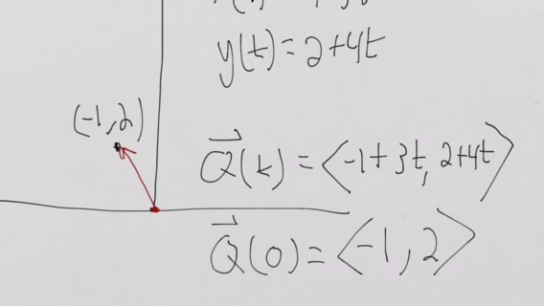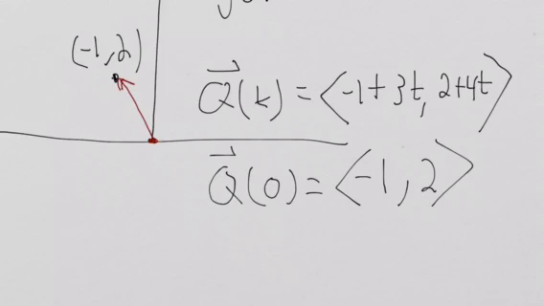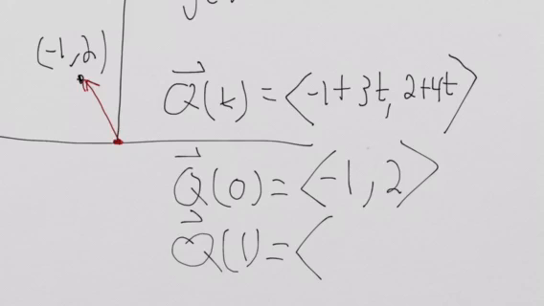And notice that we are going -1 in the x direction and 2 in the y direction. That's our x and that's our y. Okay, and then if we were to do vector q1, then we're plugging in 1 for t, and we put that little arrow on top of our q, right? So now we're doing -1 plus 3 because t is 1. So we get -1 plus 3 is 2. And then we do 2 plus 4 because, again, t is 1, and that gives us 6.